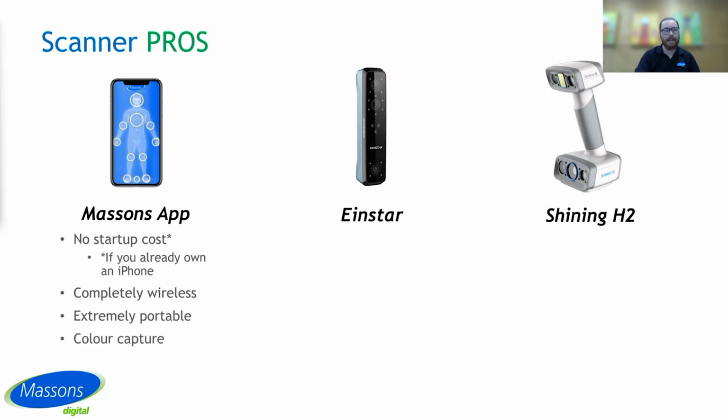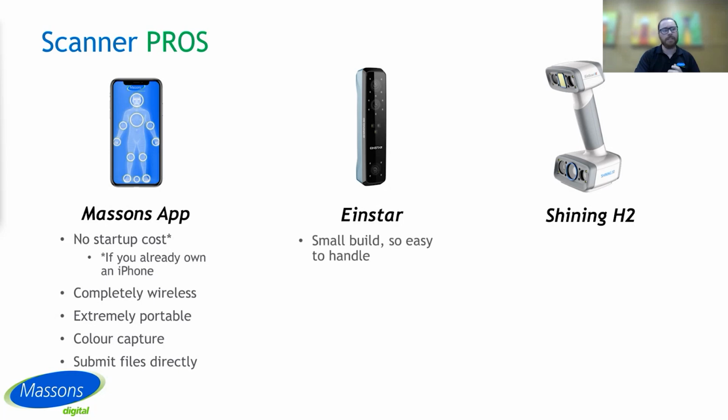It's also got some color capture in it. It's not perfect photoreal colors, but it can get you some general landmarks. And you can also submit your files directly through the app, so you don't have to plug your phone into the computer, put the files on there, and then email them somewhere else. You can email files to Massons for exporting directly through the app. So it's a really portable way to get started.